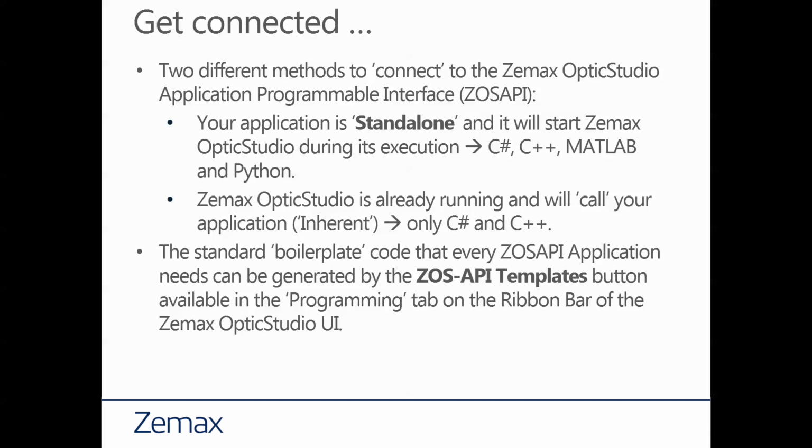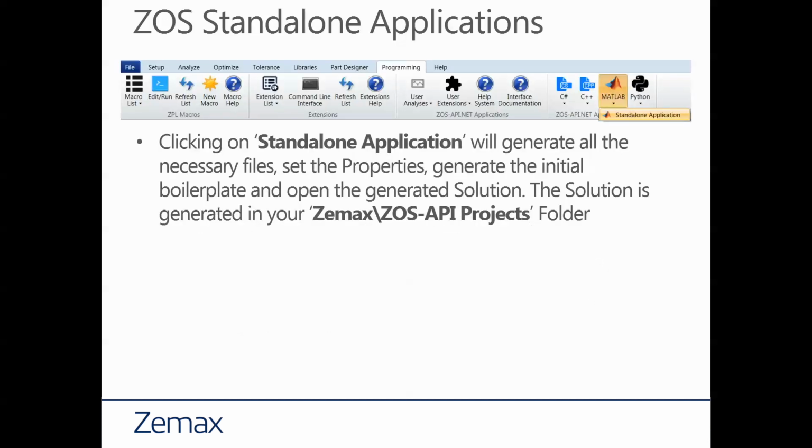The standard so-called boilerplate code that every ZOS API application needs can be generated with the templates buttons that are available in the programming tab on the ribbon bar of the OpticStudio user interface. Here you can see how you find it. On the programming tab, you click on standalone application under the Matlab button, and this will generate all the necessary files, set the properties, generate an initial boilerplate code, and open the generated solution. These projects are generated in the ZOS API projects folder of your Zemax installation path.